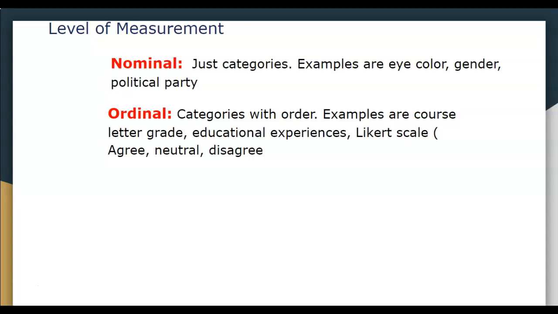For the letter grades, we know that A is higher than B and B is higher than C and so on. Educational experiences, it's in order, like master's is more education than bachelor's and so on.